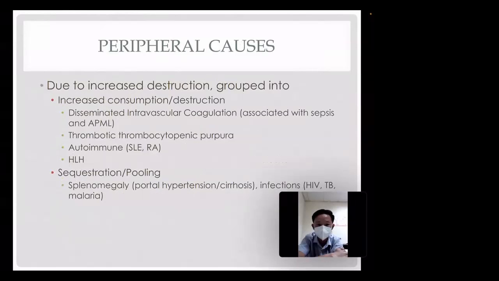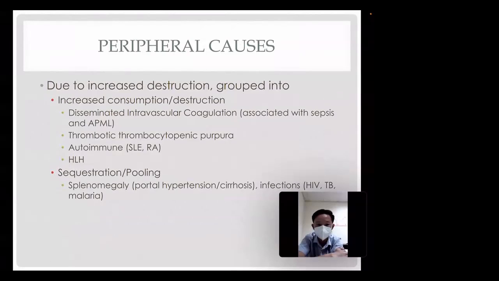So moving on, where we have central, we now move on to peripheral causes. Peripheral causes are usually due to increased destruction, such as in DIVC, which is associated with very bad sepsis or even acute promyelocytic leukemia, APML. So all the cell lines will all be used up. So that is what is causing the pancytopenia picture. Other reasons can be due to TTP and also autoimmune causes as well.